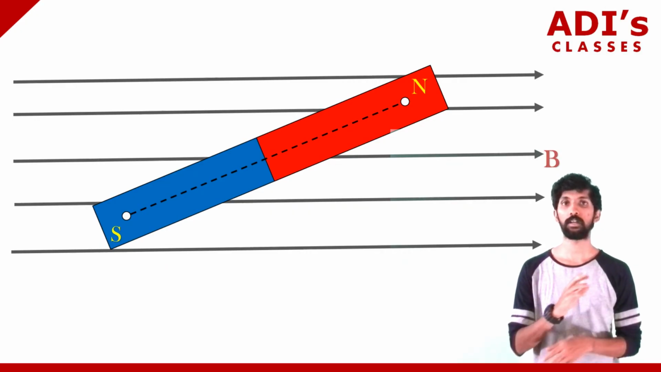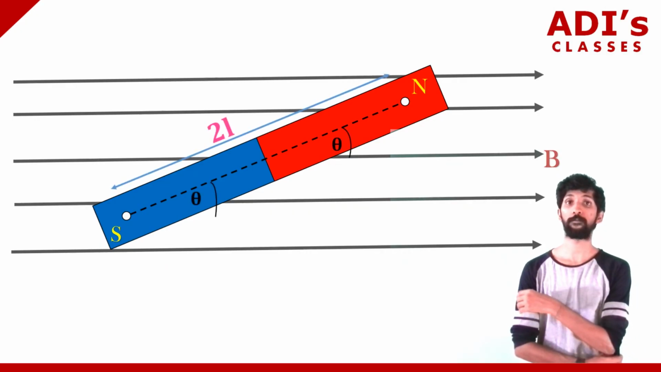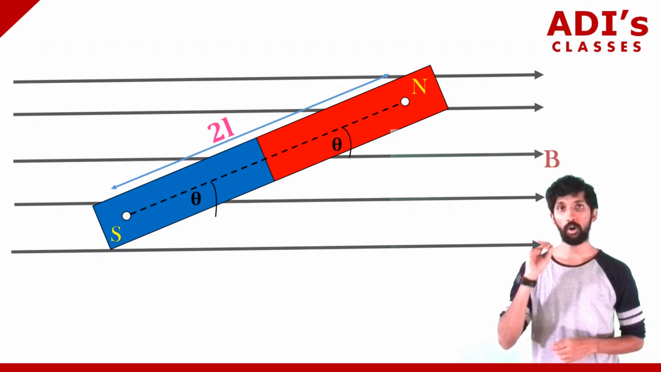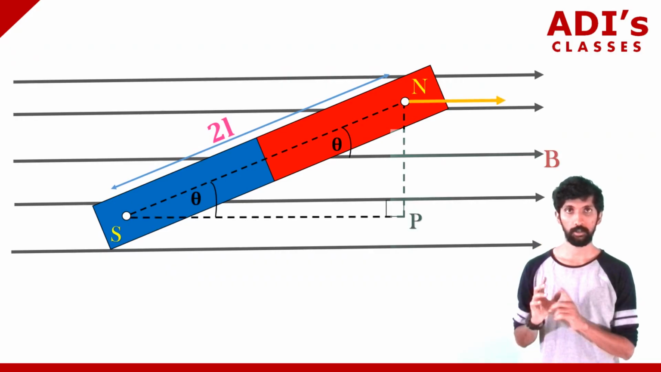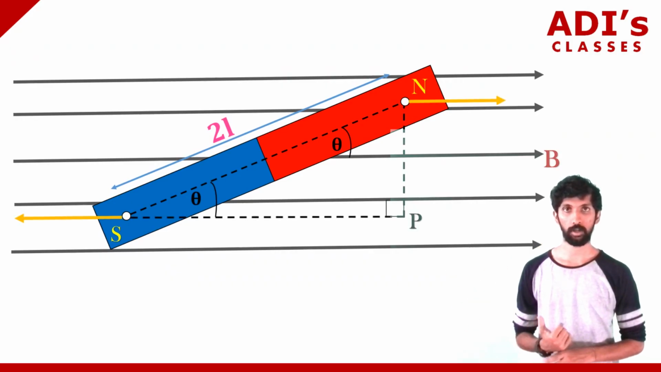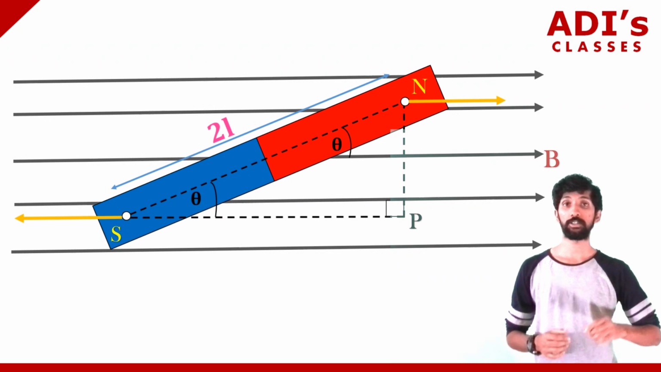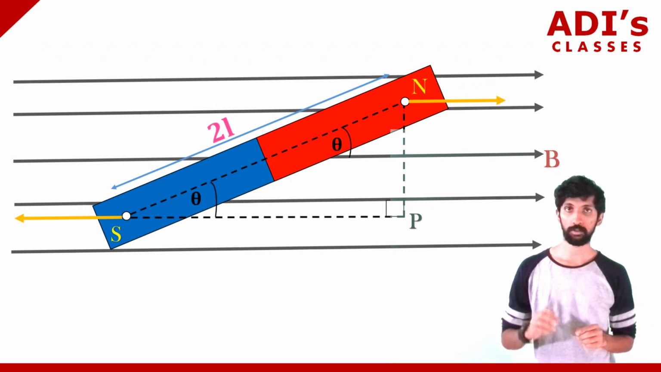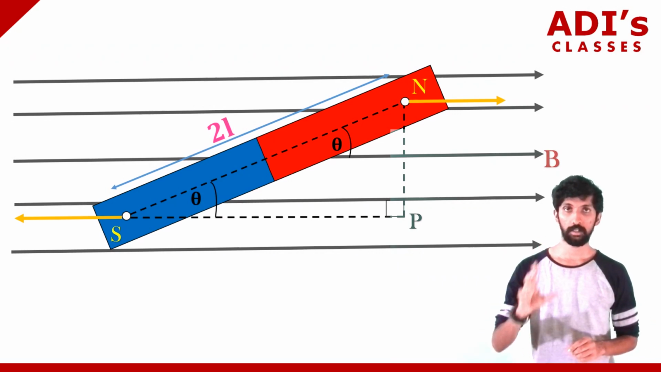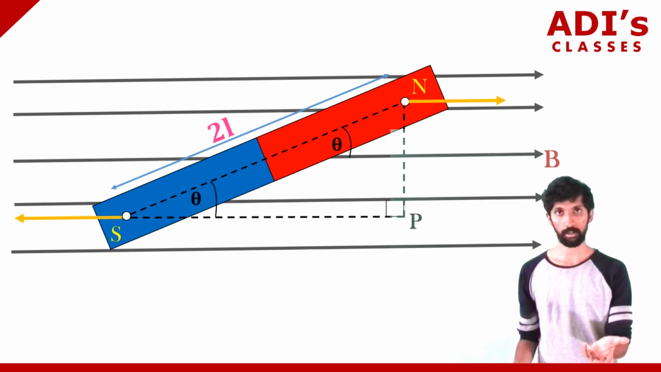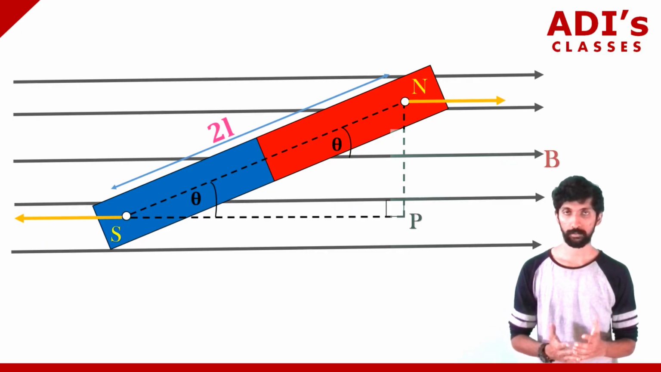Fine. Now what happens? Because of the magnetic field, there will be a force acting on the poles of the magnet, correct? See, this is one force, this is one more force. All right. Since two equal and opposite forces are acting on the same object, the body rotates. That's basically torque, right? The moment of a force.